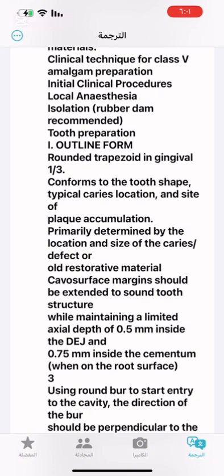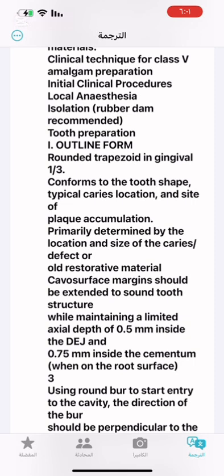Clinical technique for Class V amalgam preparation. Initial clinical procedures: local anesthesia, isolation, rubber dam recommended. Tooth preparation. 1. Outline form: rounded trapezoid in the gingival third. Conforms to the tooth shape.